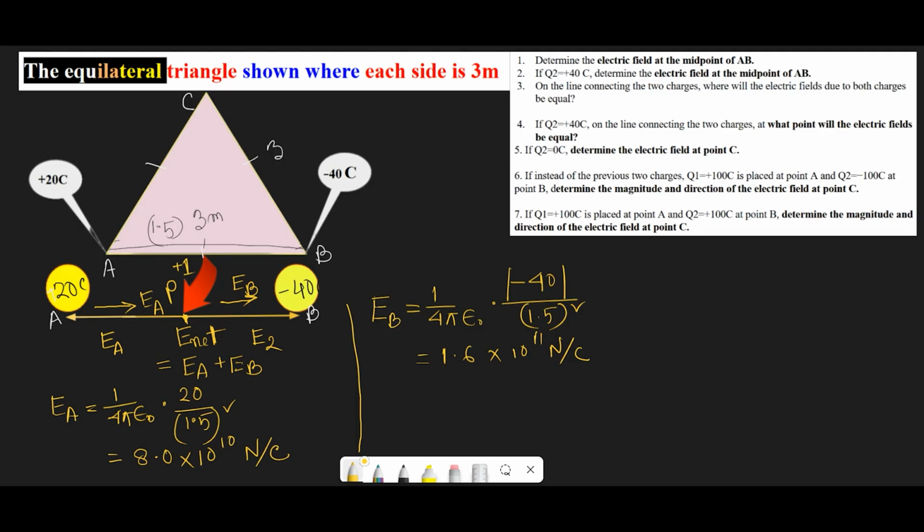By the way, for EA, the direction will be, I'll write down here, direction towards AB. And obviously for EB, direction towards AB.